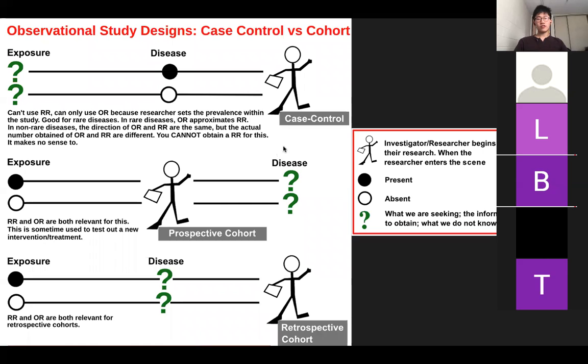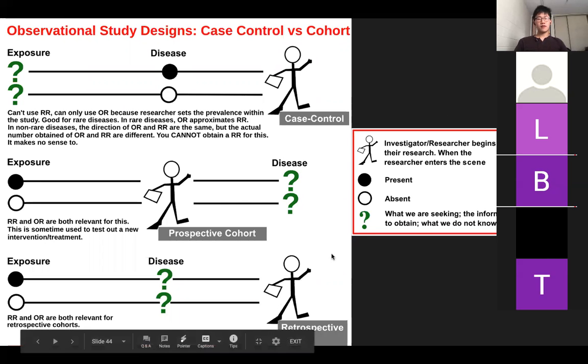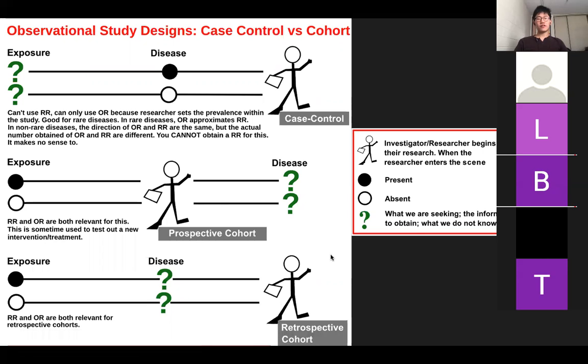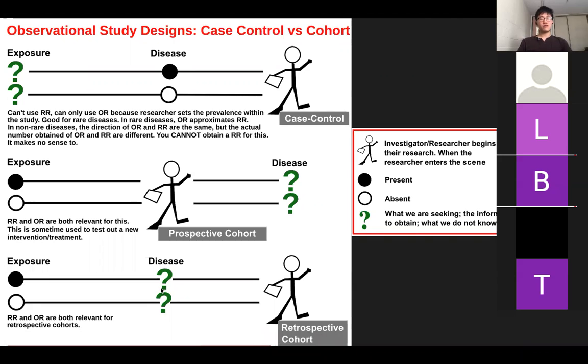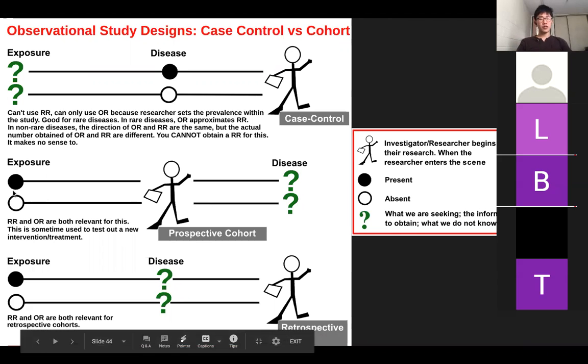Again, here you've got your difference between your prospective and your retrospective. Retrospective, you take people who were exposed and you look back. It's sort of in the past, right? You look back to see if they developed the disease, whereas prospective, you take people who were exposed and you look forward to see if they do develop the disease.